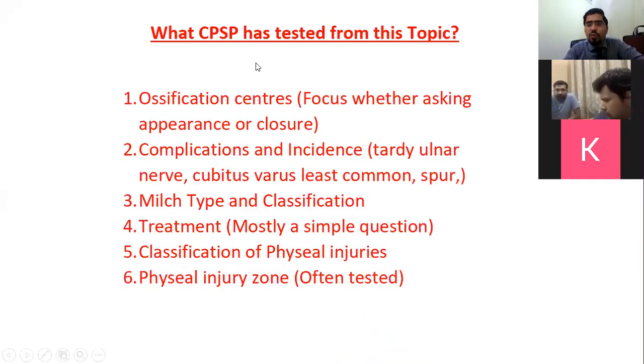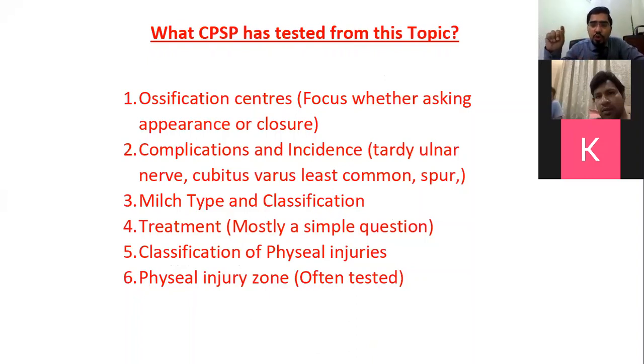The next thing is what CPSP has tested from this topic. This is very important. I have told you that ossification centers are often tested. They ask which ossification center, and mostly they have asked the appearance of the ossification center. There is a formula for that which you must be remembering: capitulum, radial head, olecranon.